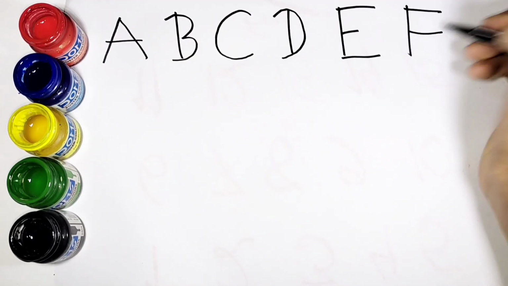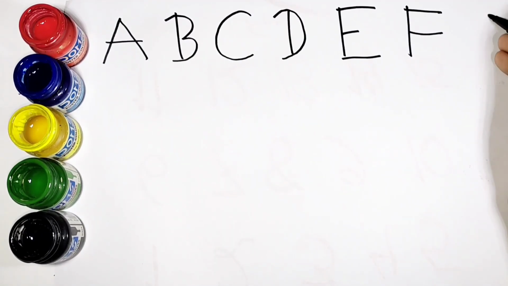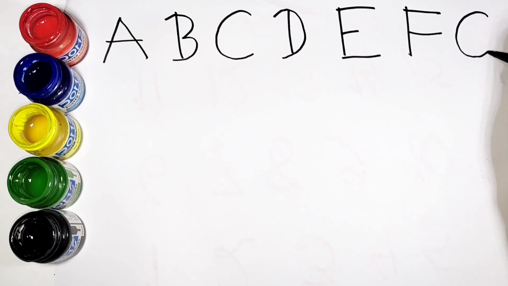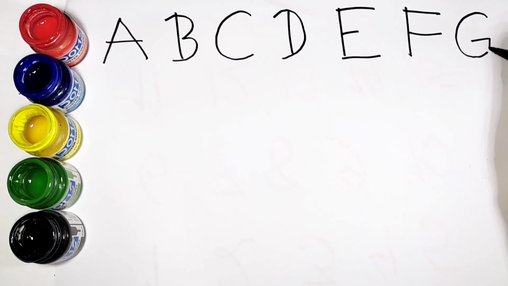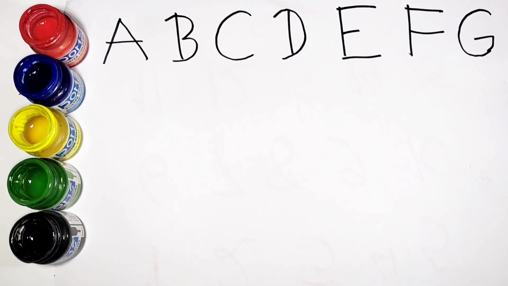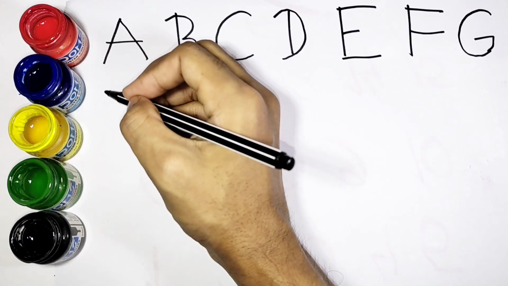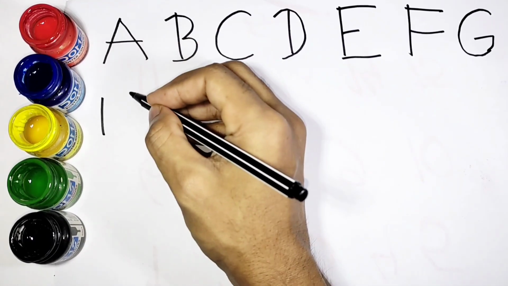Now we draw F. G for got. The next one is H. H for hand.